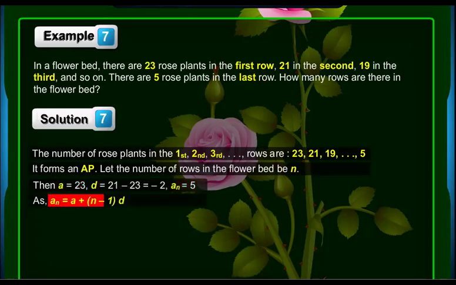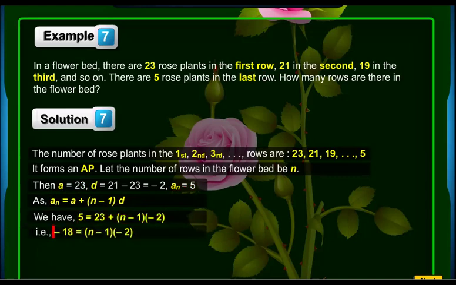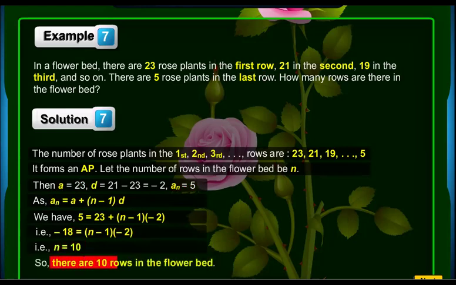As an = a + (n - 1)d, we have 5 = 23 + (n - 1)(-2). That is, -18 = (n - 1)(-2). That is, n = 10. So there are 10 rows in the flower bed.